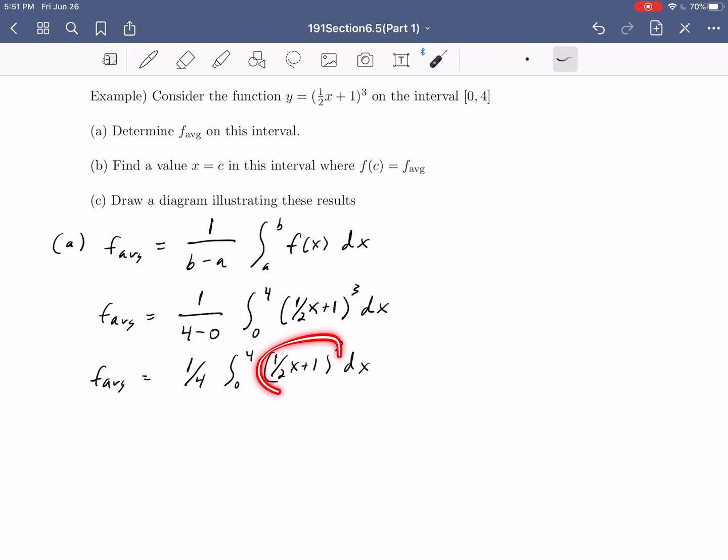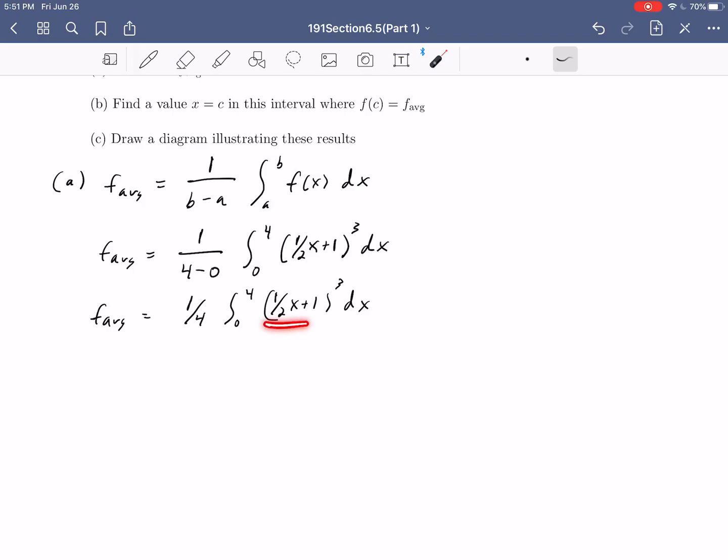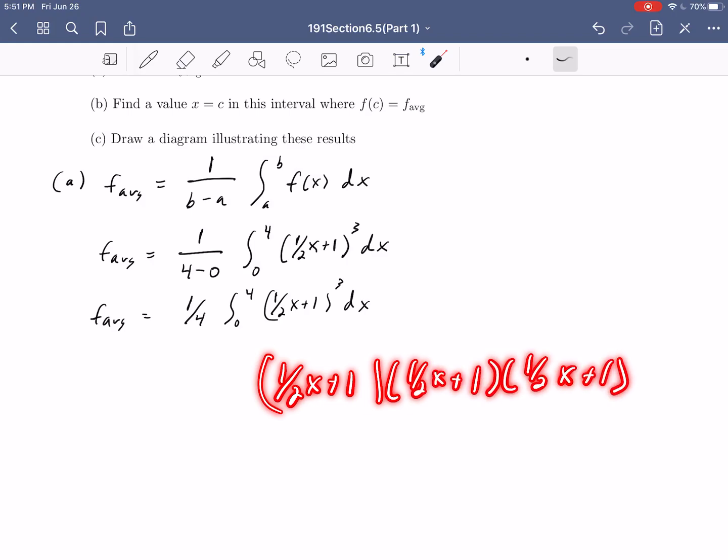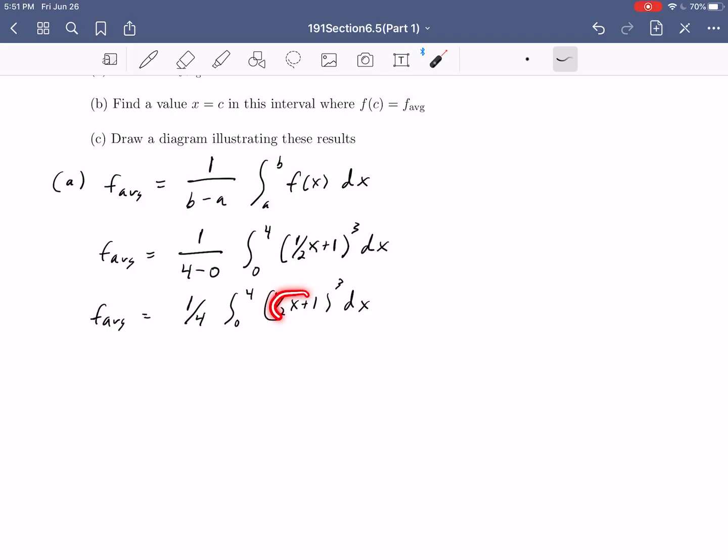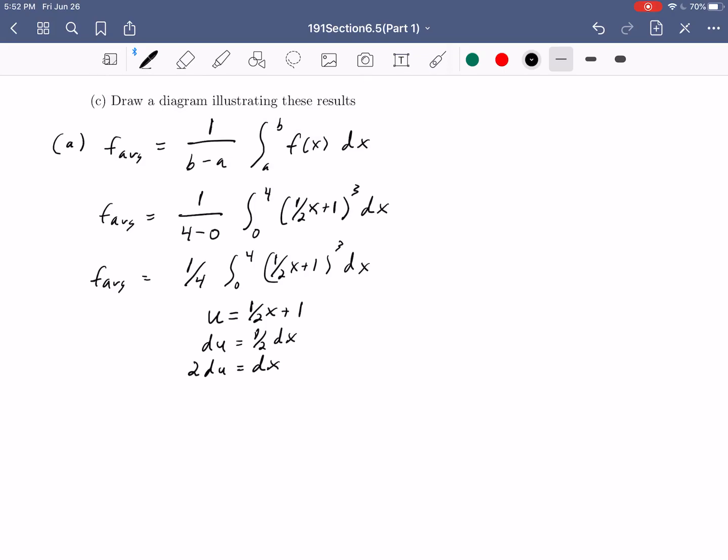Now, a couple different ways you could evaluate this integral. If you're feeling like you want to do a bunch of messy arithmetic and algebra, I guess you could FOIL out 1/2 x plus 1 times 1/2 x plus 1 times 1/2 x plus 1 into some cubic polynomial and then integrate. Much easier since this is linear in here. This is just a linear term, 1/2 x plus 1. We can just get away with a nice, easy u substitution. So let's let u be 1/2 x plus 1. du would be 1/2 dx. We don't have 1/2 dx, so we get 2 du is going to be dx, so we're going to get an extra factor of 2.